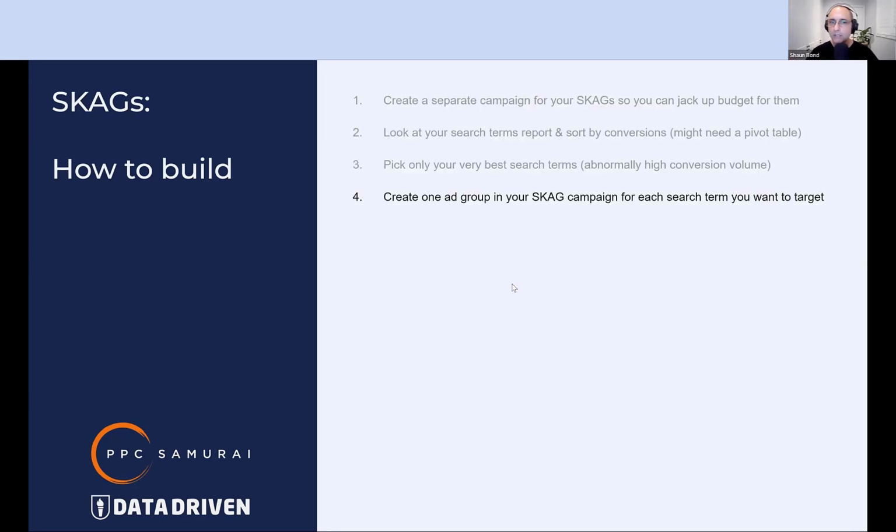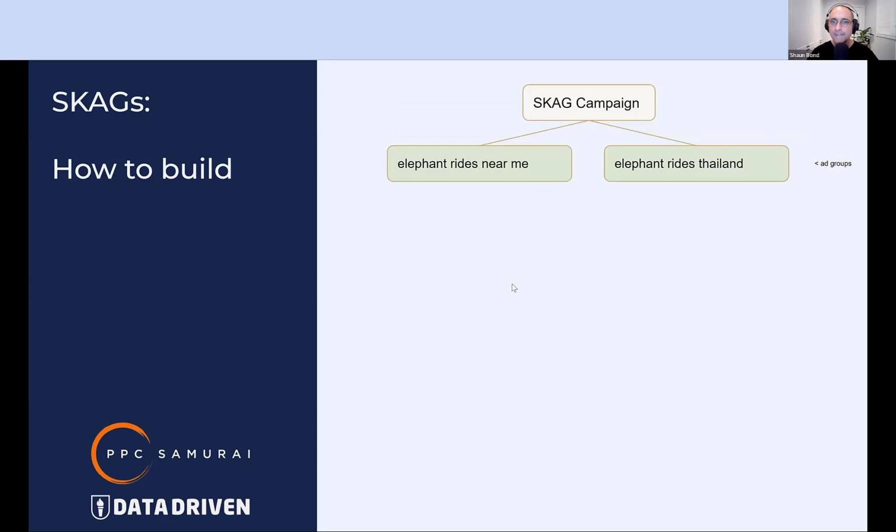So then in my shell campaign that still doesn't have any ad groups in it yet, I now know the search terms and the ad groups that I want to create. So I create one ad group in my campaign for every search term that I want to target. And again, I use Google Ads Editor for that because it's just way faster than the Google Ads interface. So I picked some random search terms here. This client definitely doesn't sell elephant rides, but my fictitious client does. So we end up with our campaign and 2 ad groups in this case.